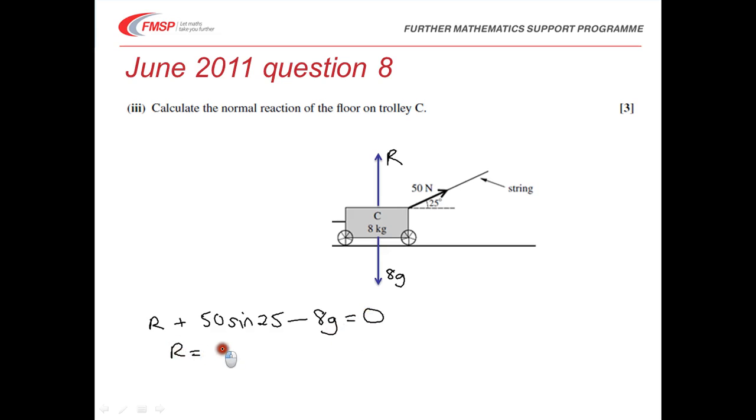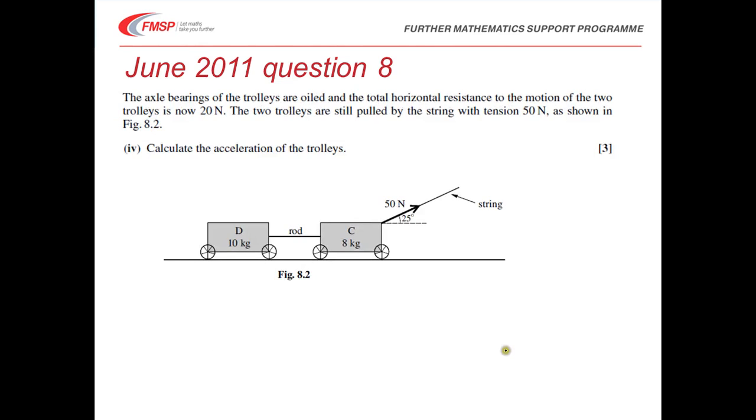Rearranging, R will be equal to 8G minus 50 sine 25, and working that out gives us 57.26. So if we round to 3 SF, it will be 57.3 newtons. So that's 3 marks.